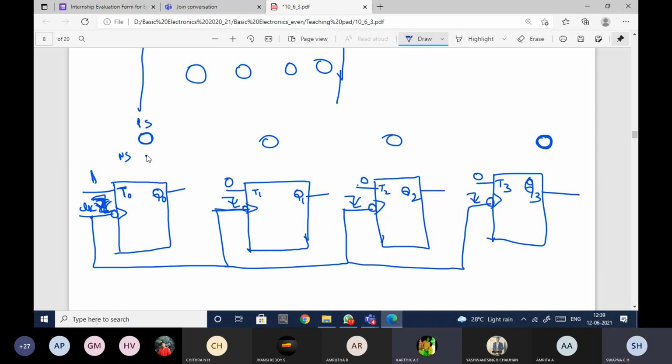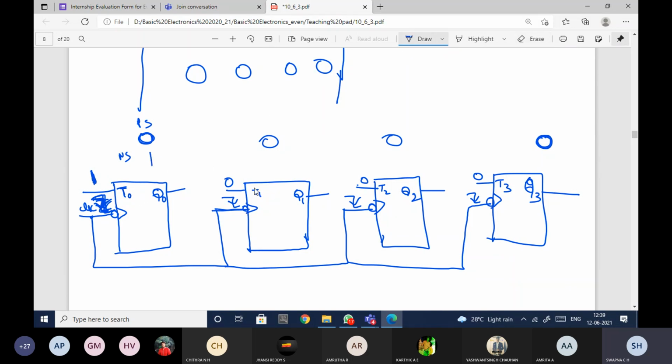It will be 0 or 1. It will not be 0, no. See, the toggle input is 1 and I'm getting the clock also. So it will toggle, no. If the present state is 0, the next state will be equal to 1. I don't know why you're getting confused.